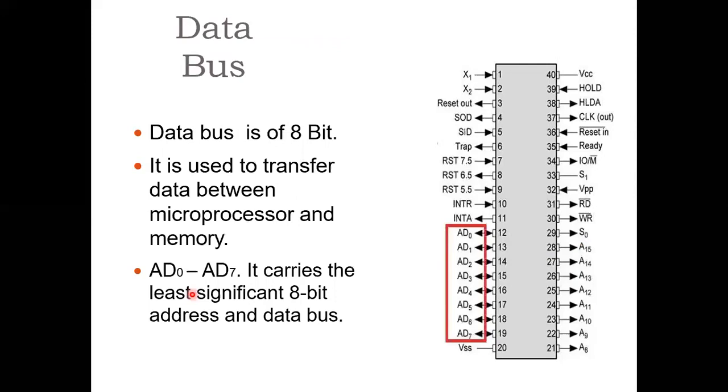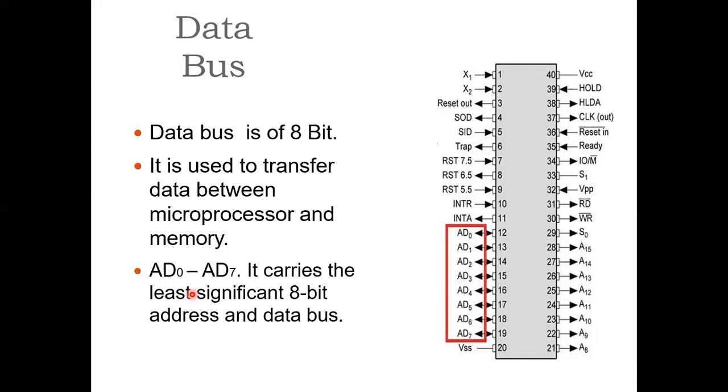Then the data bus. The data bus is an 8-bit bus. It is used to transfer data between the microprocessor and memory. Because if we want to read the data, we need to send the address location from the microprocessor to memory. Then we need to read the data from memory. And if we want to write data from the microprocessor to memory, we need to send the data from the microprocessor to memory. Like that, we need to communicate in a bidirectional format. So the data bus is bidirectional.